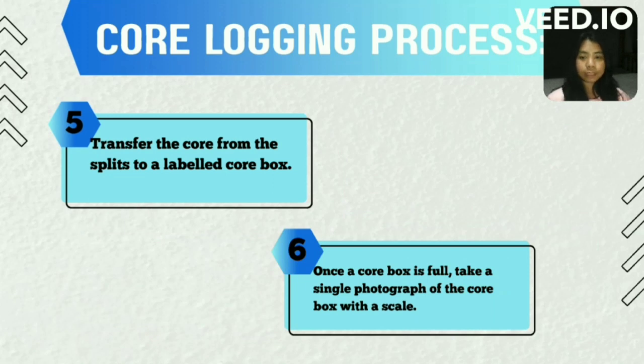The fifth step is to transfer the core from the splits to a labeled core box. Which is the last step. Once a core box is full, take a single photograph of the core box with a scale.